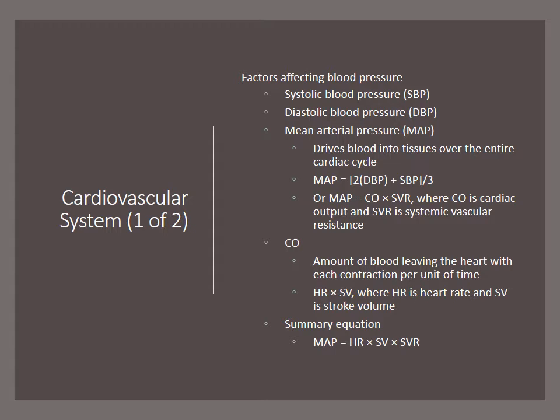But we need to define what cardiac output is. Cardiac output is the amount of blood leaving the heart with each contraction of the heart per unit of time. So, heart rate times stroke volume is cardiac output. Due to this, MAP can also be calculated by heart rate times stroke volume times systemic vascular resistance.